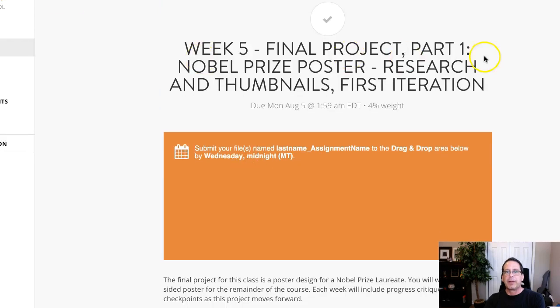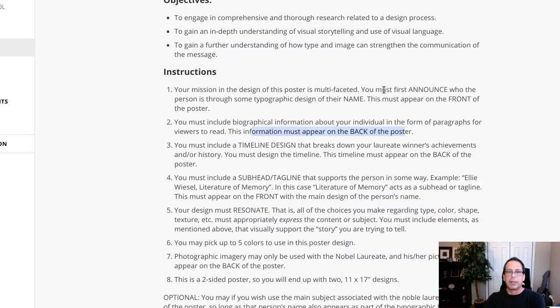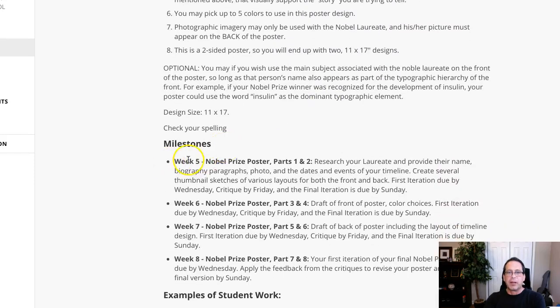And that's Week Five, Final Project Part One: Nobel Prize poster research and thumbnails, first iteration. Wow, that's a mouthful. Anyways, that's the page I'm on, and I want to jump down here and take a look at this. This is the milestone, so this is what's due during week five.